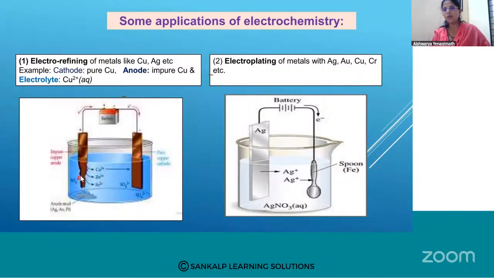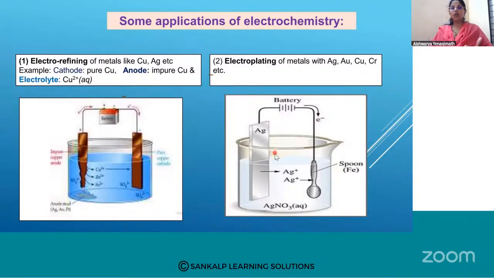So after some time you can see this rod is becoming thinner and thinner, and since there is deposition, you can see the thickness of this cathode rod increasing. Again, along with that, in the impure copper rod, Zn plus 2 ions and others will also be there. They will also come into the solution, and they will get accumulated here. Ag, Au, they will get accumulated here, and that is called anode mud or anode sludge. So this is the application of electrochemistry.